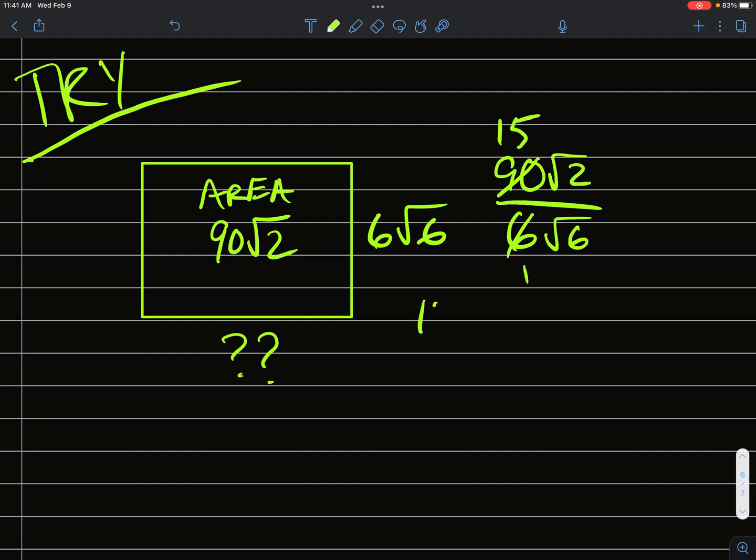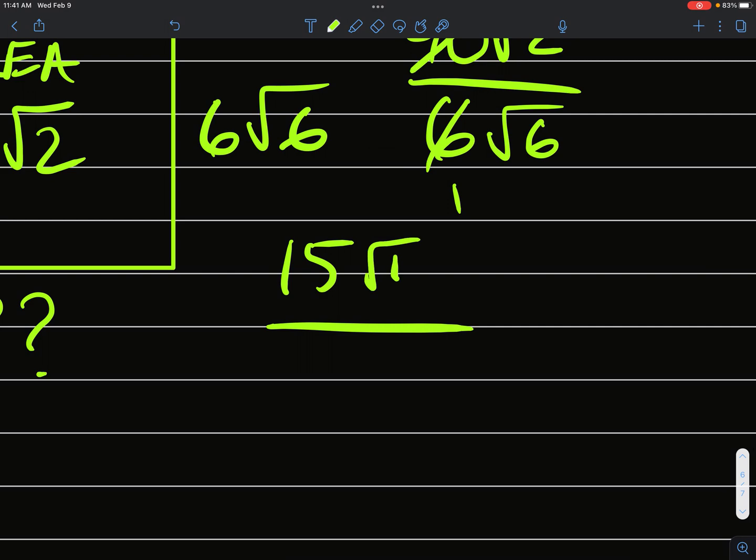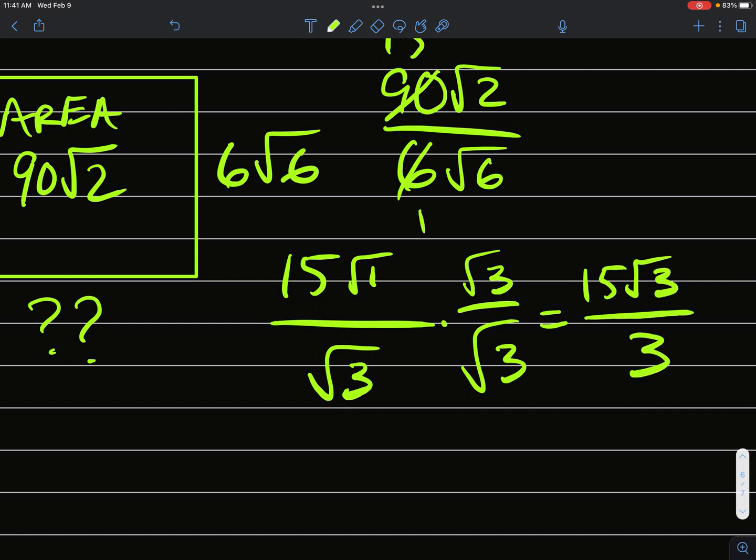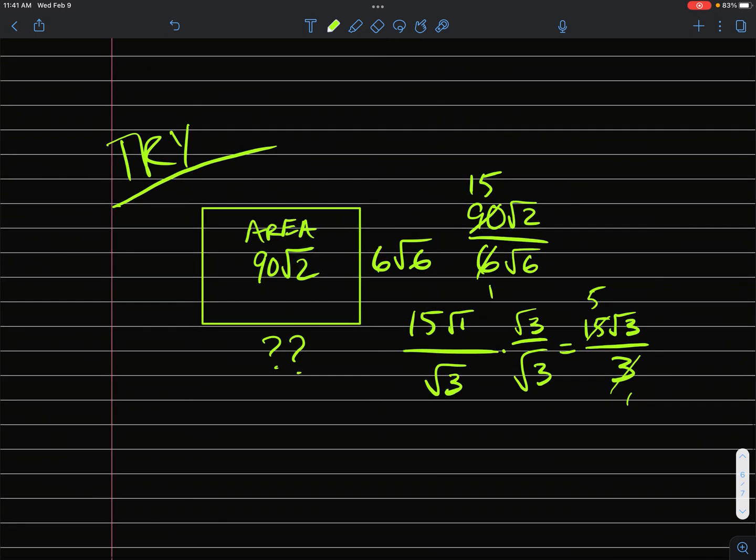So now we have 15. I'm going to simplify the 6 over 6. So 15 square root of 1. And I know square root of 1 is just 1. I just like keeping it there. Times top and bottom by radical 3. I got 15 radical 3 over 3. This becomes 5. So it becomes 5 radical 3. Done.